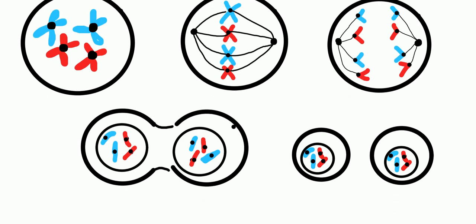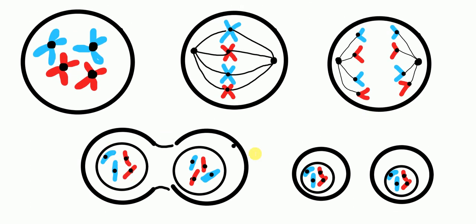Okay. The next stage is telophase. Here you can see the nuclear membrane has reappeared and the sister chromatids, now called chromosomes, have arrived at the opposite poles. Okay. So now at this stage, we'll not call them sister chromatids, we'll call them chromosomes only. So in telophase, the nuclear membrane reappears and the chromosomes are at the opposite poles.